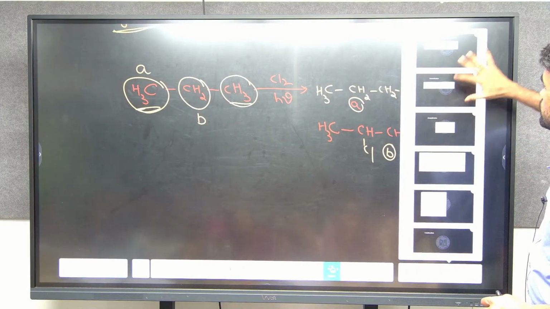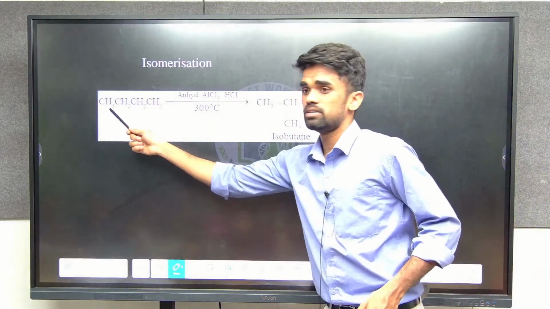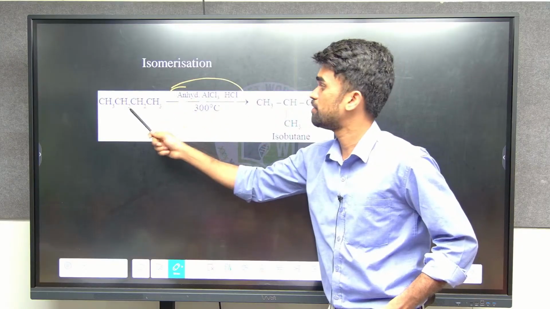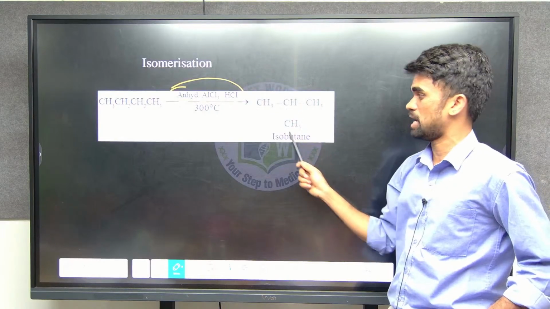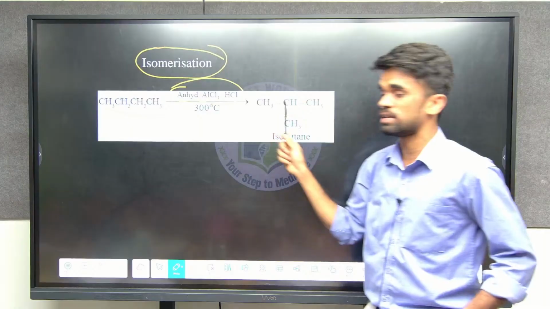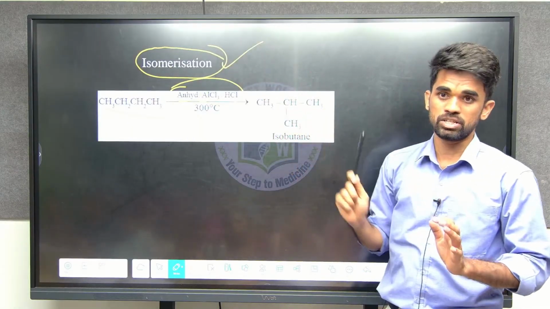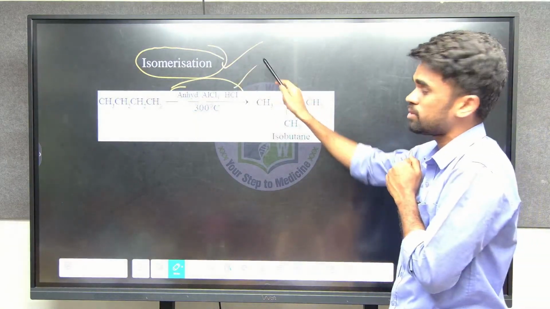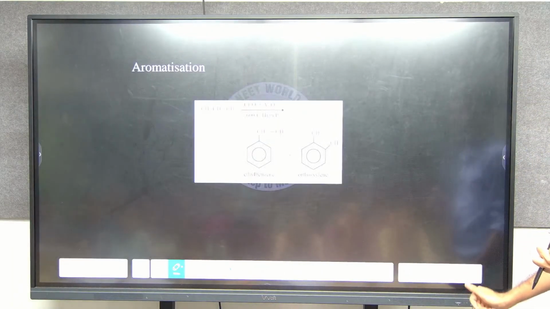Okay, next one. See, this is a straight chain now. Straight chain, upon heating with anhydrous AlCl3, it will get branches. 4 carbons with 1 branch. Okay, so this process is called what? See, the first one and the last one are isomers only, so you can say it is isomerization. For isomerization, what is the reagent you are using? Anhydrous AlCl3 under acidic medium, heating condition.